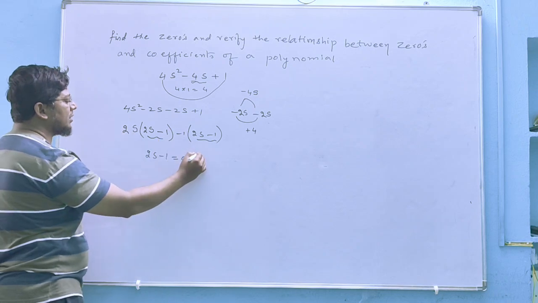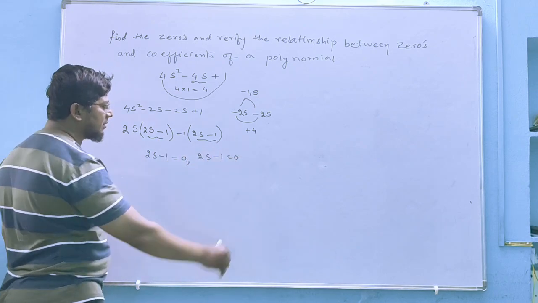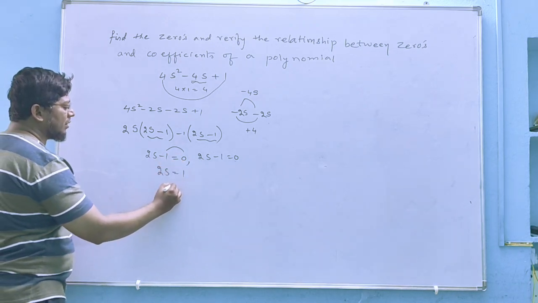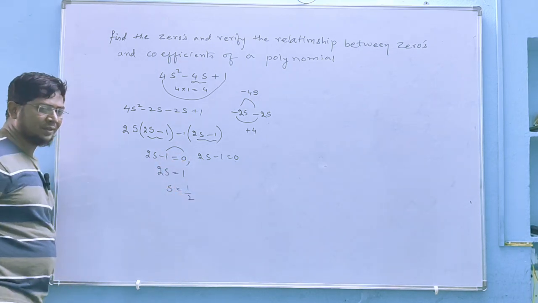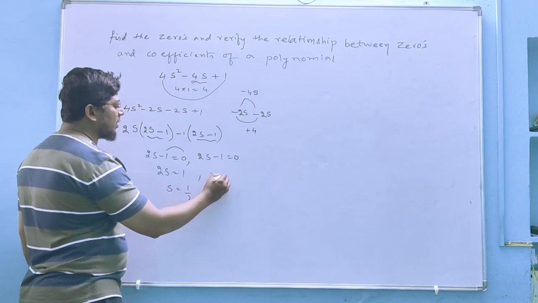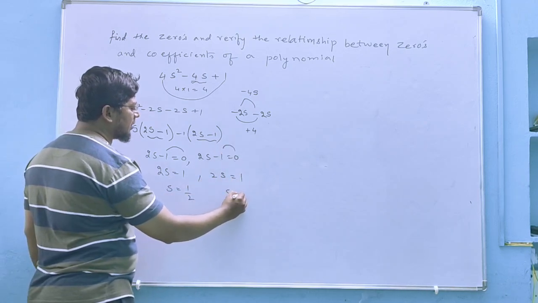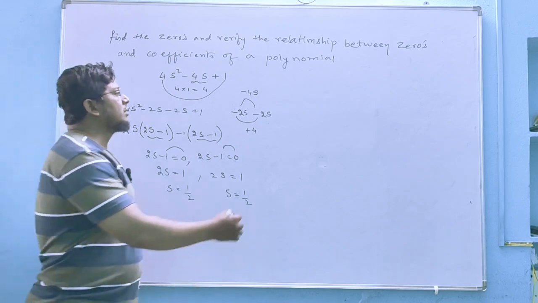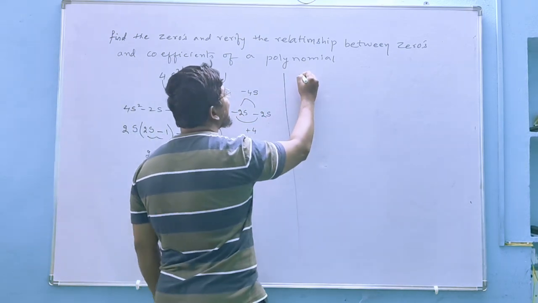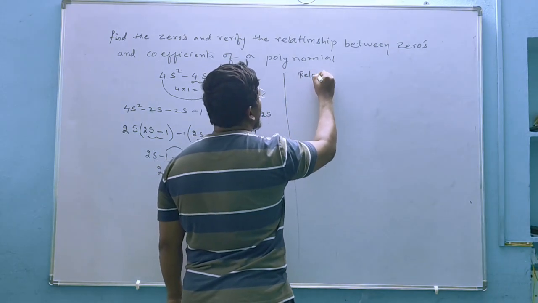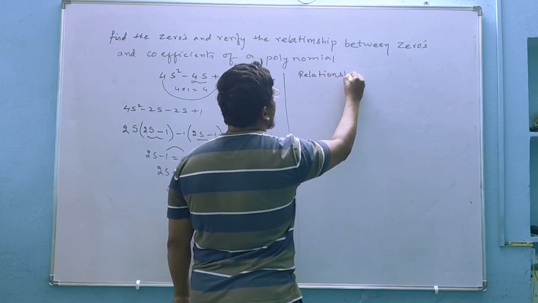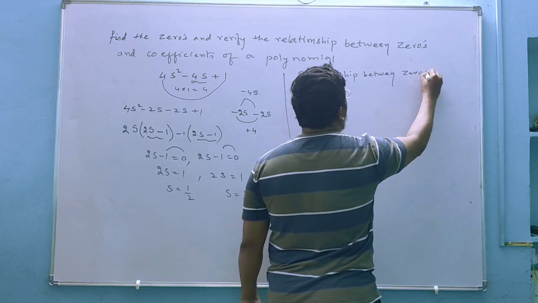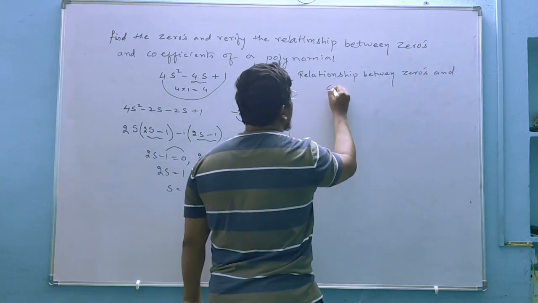The second one, 2s minus 1 also equal to 0. Minus 1 we send to the RHS, it becomes plus 1, and s is equal to 1 by 2. Here also 2s is equal to plus 1 and s is equal to 1 by 2. We have two zeros, 1 by 2 comma 1 by 2. So we have to verify the relationship between zeros and coefficient.